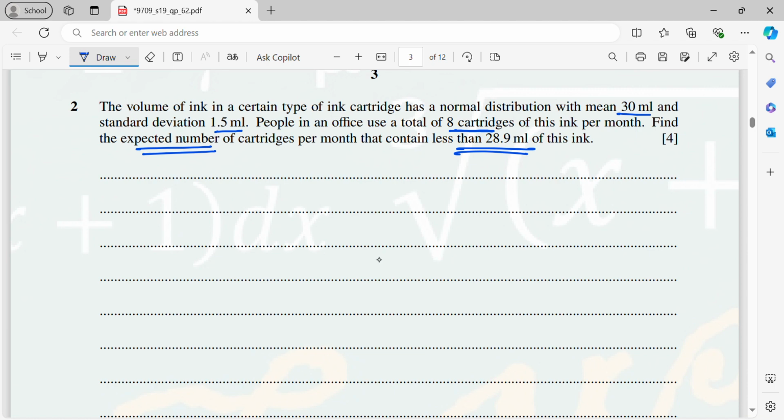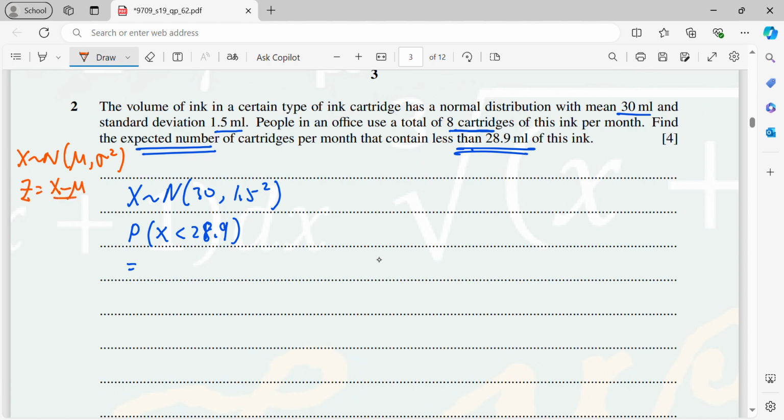So basically this is normally distributed. It will be 30 milliliters for the mean and standard deviation 1.5. So we always write variance. Now the probability of less than 28.9. I need to find this out for one cartridge first. For your information, if X is normally distributed with mean mu and variance sigma squared, when we standardize it, it will be X minus mu over sigma.